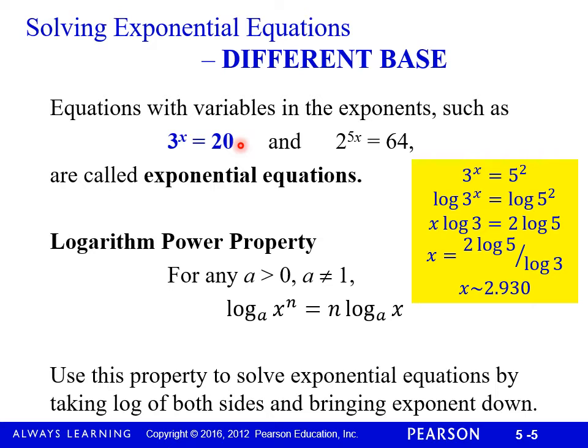And that really makes sense because think about it. 3 squared is 9. 3 to the power of 3 is 27. And since 20 is between 9 and 27, we would expect the exponent to be between 2 and 3, and a little bit closer to 3 because 20 is closer to 27 than it is to 9.